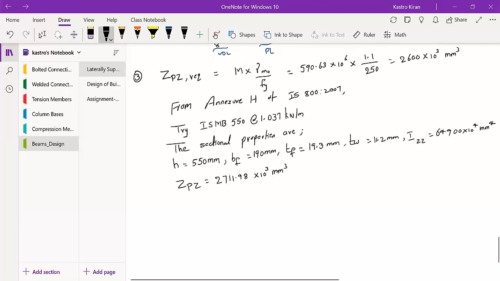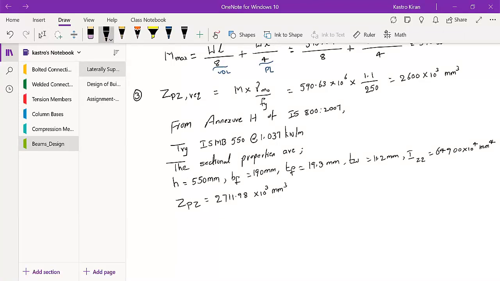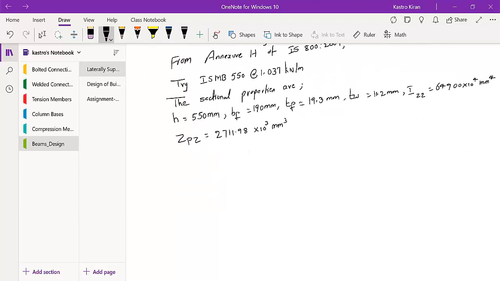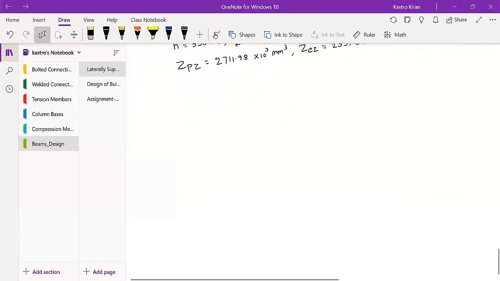See, what is the ZpZ that is required? We require 2600, but how much are we providing? We are providing 2711. So that is in safe condition. Let's also write the ZEZ, which is the elastic section modulus, which will be 2359.8 into 10 cube mm cube. And the radius at root, that is R1, is 18 mm. These are the different sectional properties of the section. So now in the next step, we have to look at the section classification.